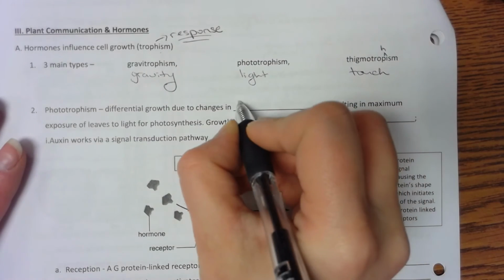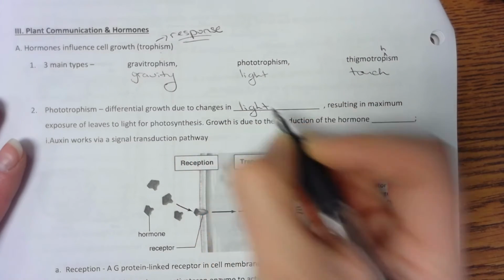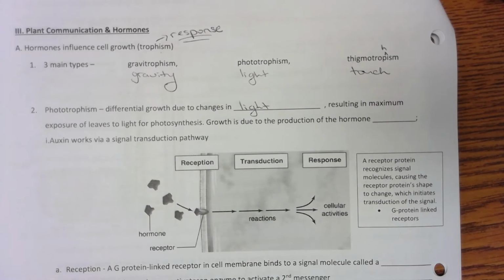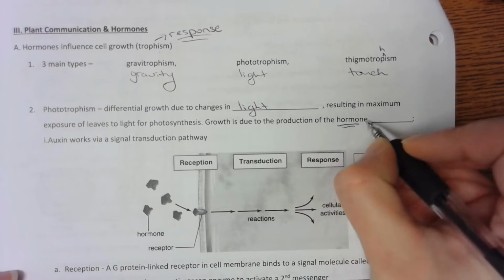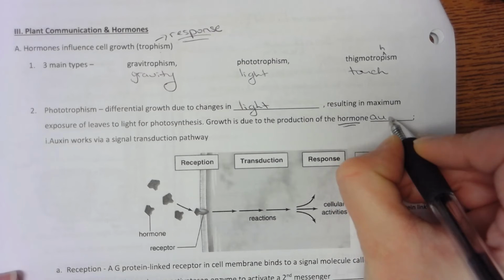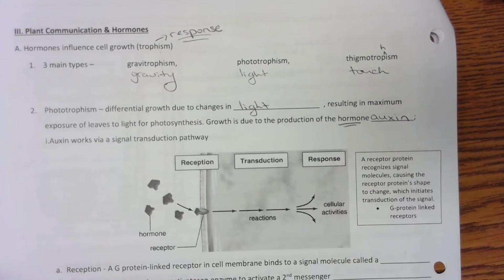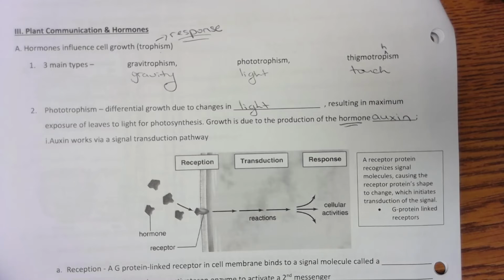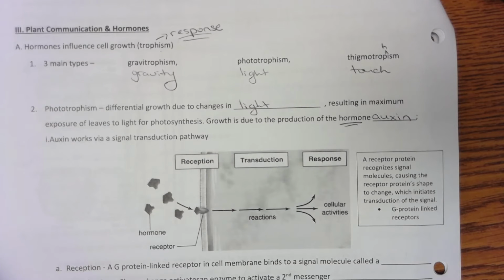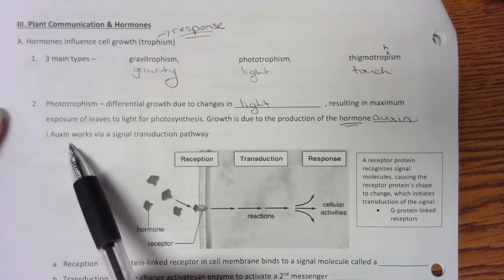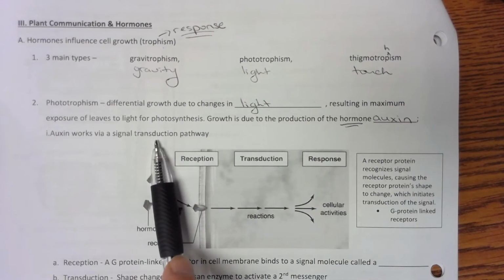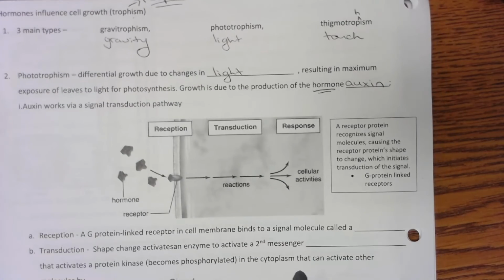So they're going to talk specifically about light and how it affects the plant. There is a hormone specifically involved in plant growth called auxin. The details of this are on the next page, but auxin works like any other hormone through the signal transduction pathway that you all know about.